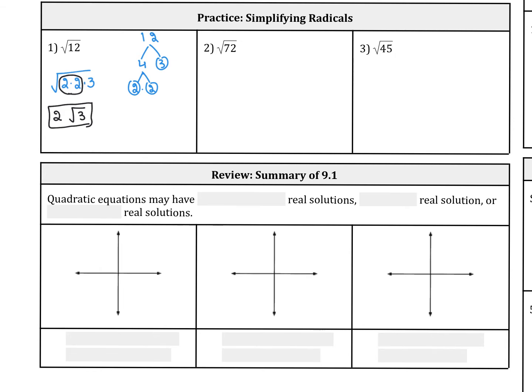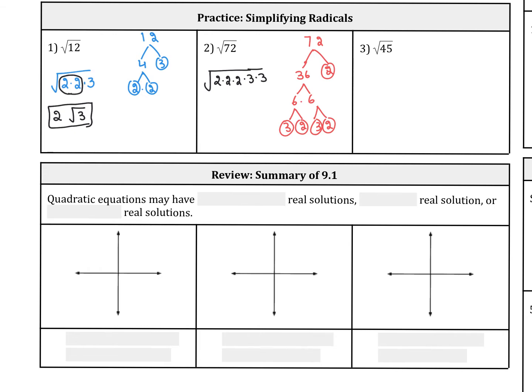For question number 2, you're going to make this 72 as a factor tree, 36 times 2. And 36 you can further break into 6 times 6. And 6 times 6 is 3 times 2 and 3 times 2. I'm taking all the prime factors and writing them inside the radical symbol, which are going to be 2 times 2 times 2, so there are 3 twos, and 3 times 3.